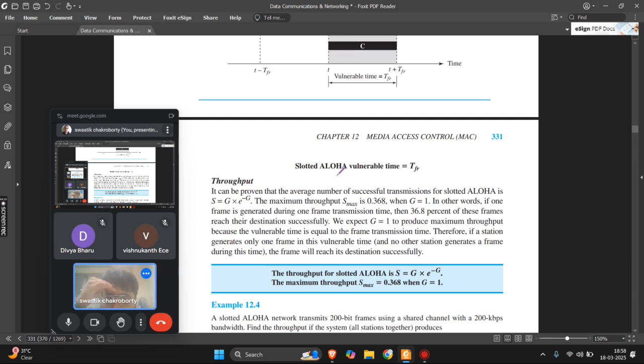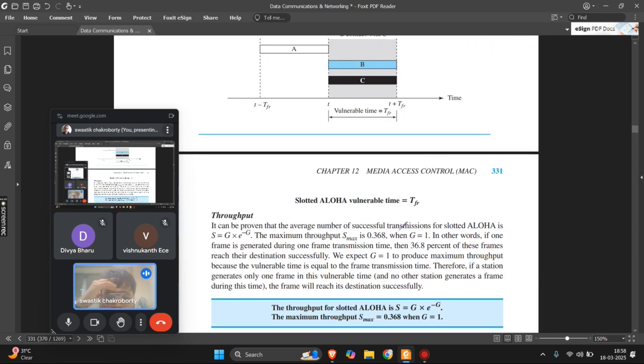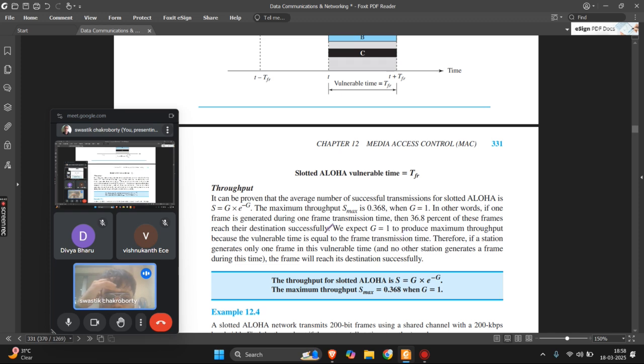Now what is the throughput? The derivation of this throughput formula is not in the syllabus. It can be proven that the average number of successful transmissions for slotted ALOHA is G into e to the power minus G. So what is G? G is basically the maximum number of frames that are getting transmitted at once. So the maximum throughput S max is 0.368 when G equals 1.